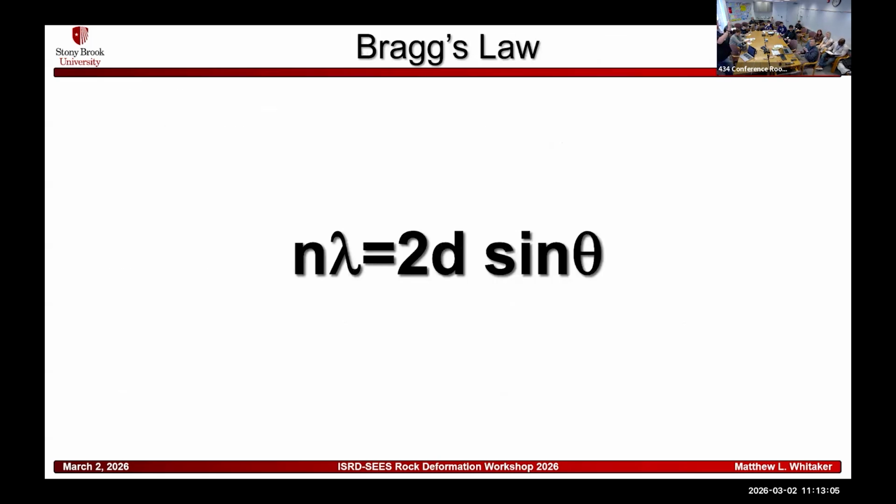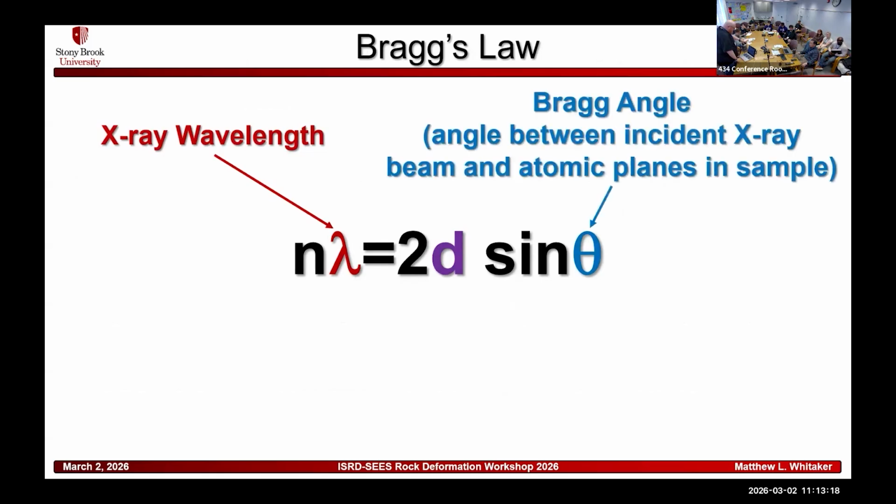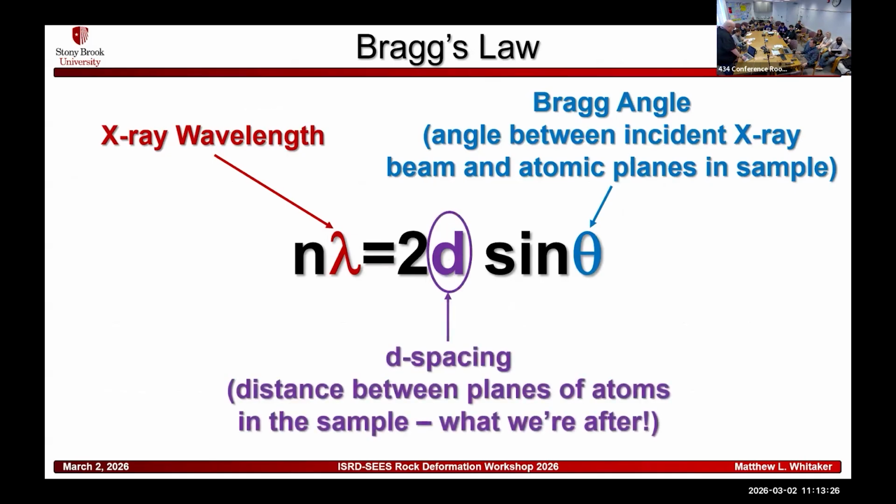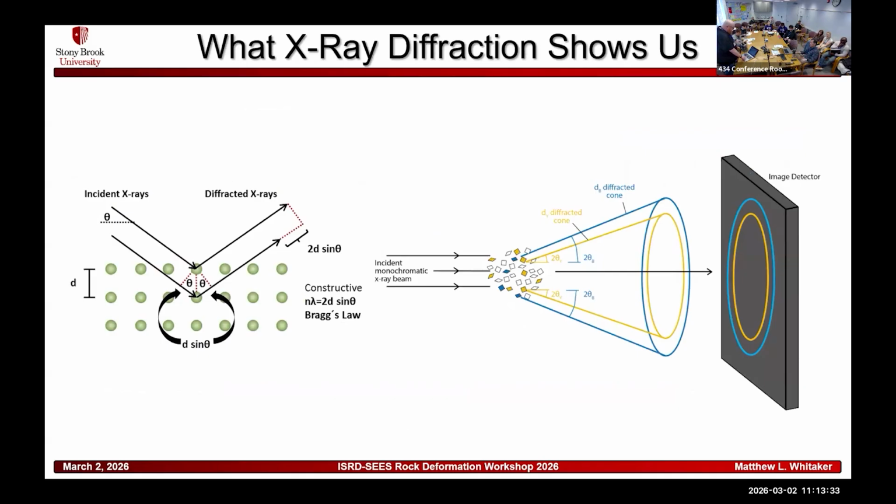All right. So this all comes back to Bragg's law, and lambda equals 2d sine theta. So lambda is the X-ray wavelength. That's really important. Again, in monobeam experiments, it's defined. And in white beam, that's variable. Theta is the Bragg angle, which is the angle between the incident X-ray beam and the atomic planes in the sample. And then the d-spacing is what we care about, and that's the distance between the different successive planes of atoms. So you've seen something very similar to this in what Tim just showed.